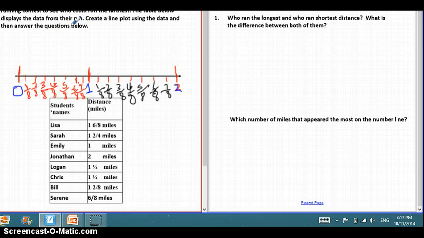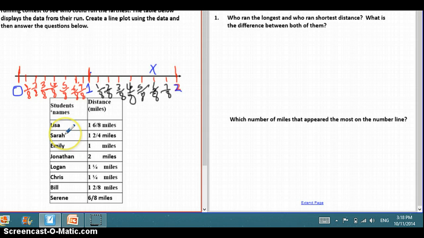Now it is time to plot my data. I'm going to use an X to represent each distance for each student. So let's see here. Lisa ran a distance of 1 6/8 of a mile. So 1 and let's see, 6/8. I'm going to come right above the 6/8 and place an X.